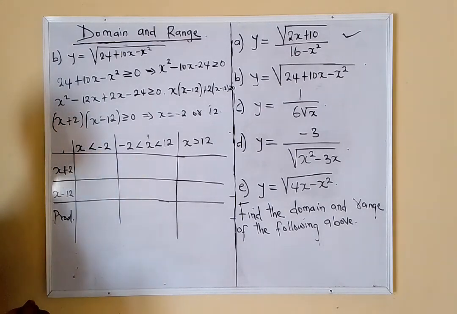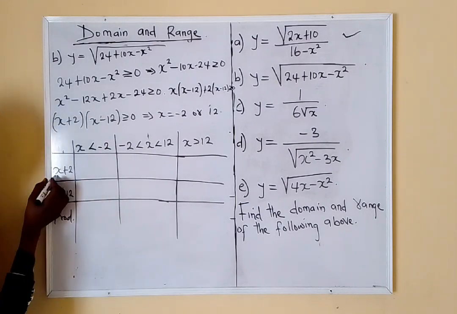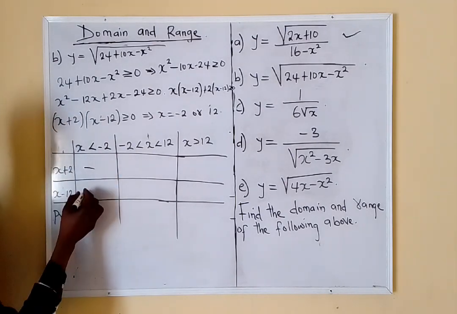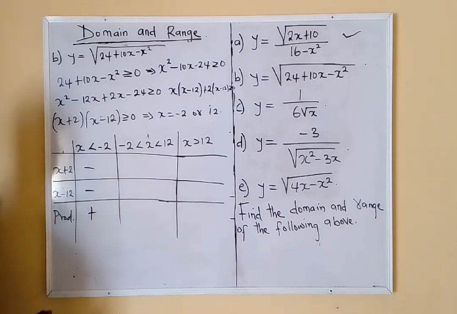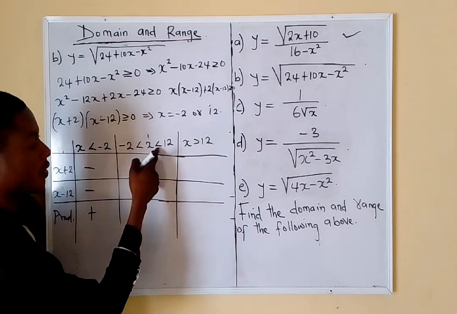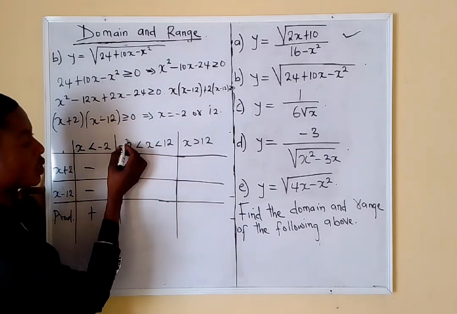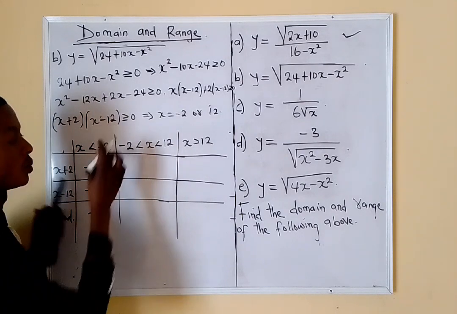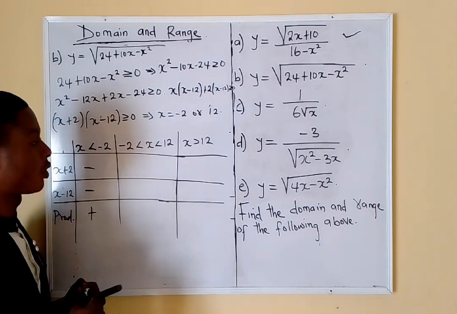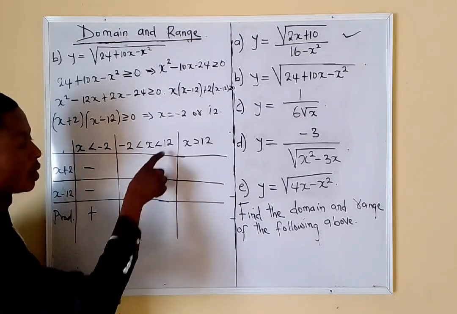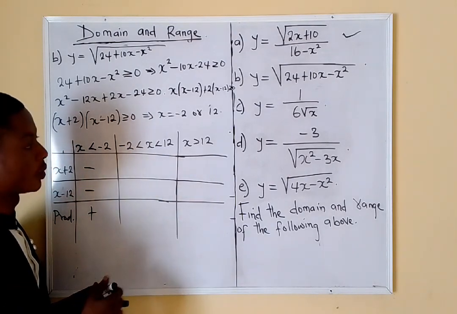For here, -2 is less than x, and it's less than 12. If -2 is less than x, that means x is greater than -2. So numbers greater than -2 are numbers like -1, 0, 1, 2, 3 continuously, but it's less than 12, so we are ending at 11. If we take -1 for example and test, -1 plus 2 is positive, and -1 minus 12 is negative. Plus and minus is minus.